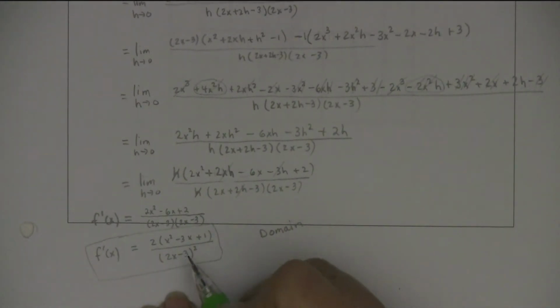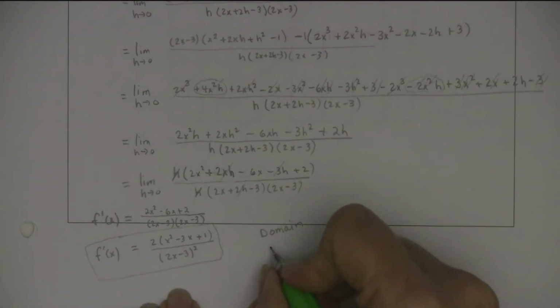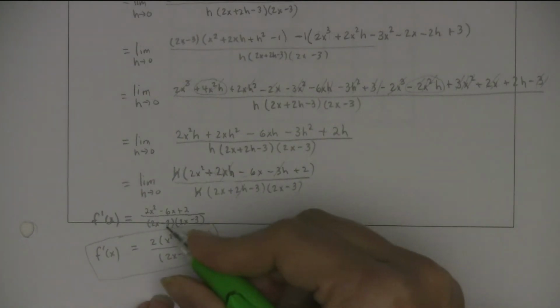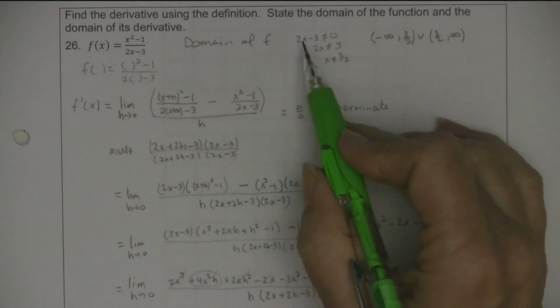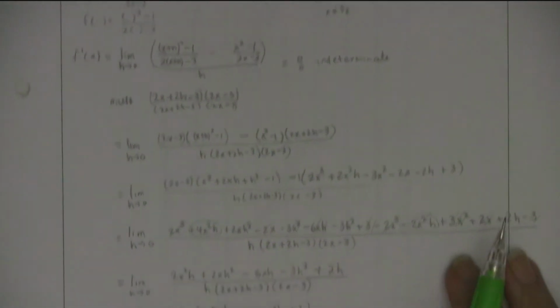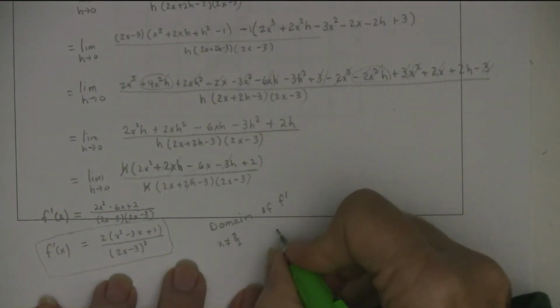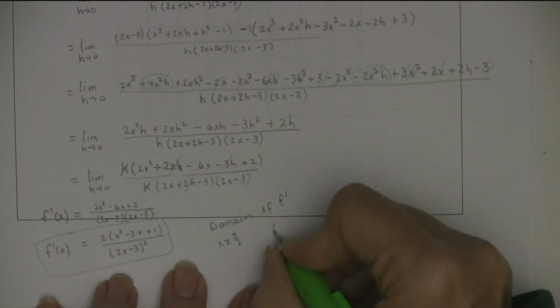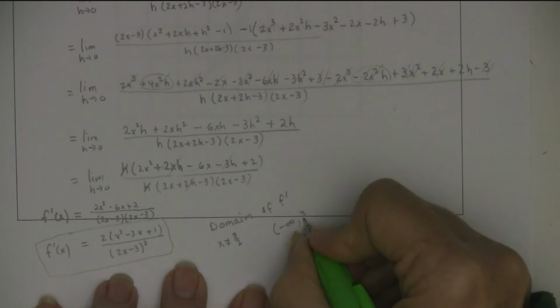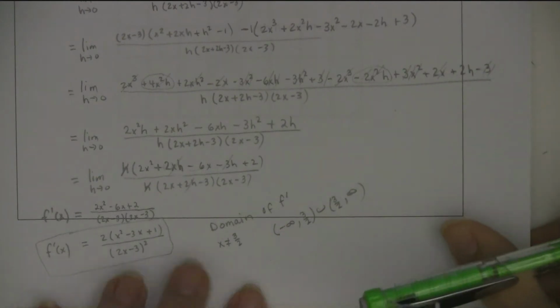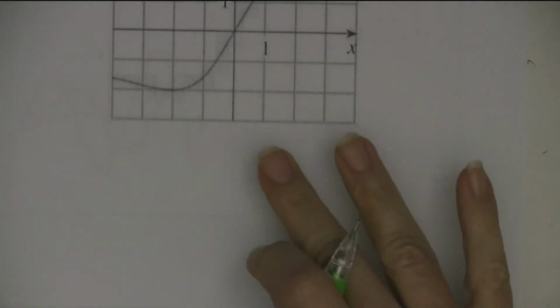Okay, the domain, do you guys agree it's the same? Because the denominator should not be 0. We need to leave out x should not be 3 over 2, right? 2x minus 3 should not be 0. So the domain of f prime, the derivative, is actually the same as it was. And so you could write that in interval notation. So, okay, we did a lovely job on that.